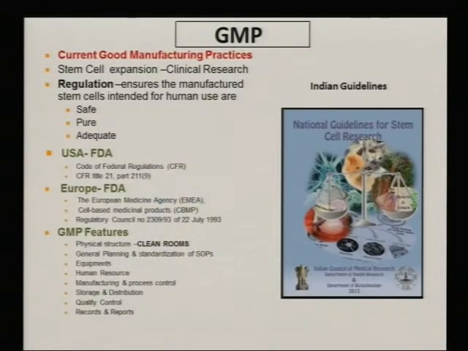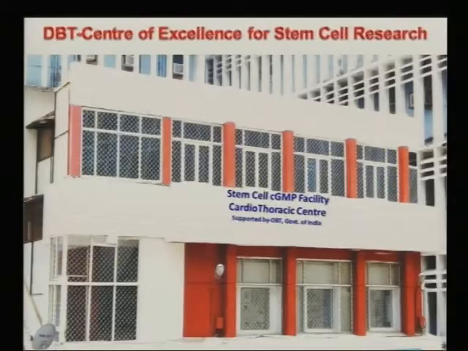As I told you, when you are expanding these stem cells, they need to be expanded under good manufacturing practices, and they are treated like a drug. Basically, GMP ensures that these stem cells are safe, pure, and adequate before they are injected into humans. So these are certain guidelines, and we have our own national guidelines for stem cell research.